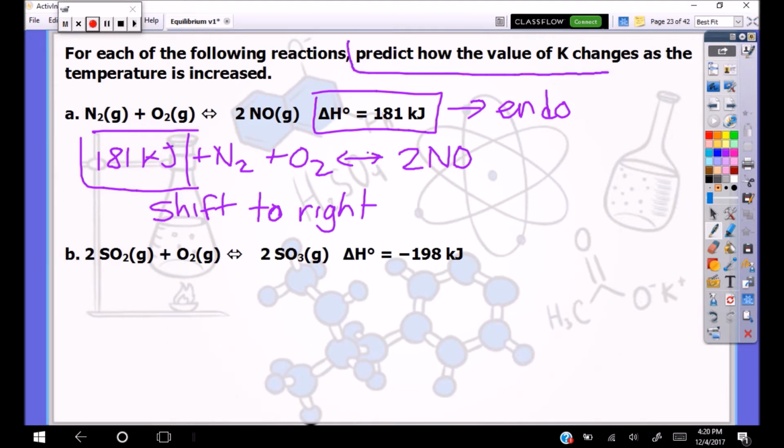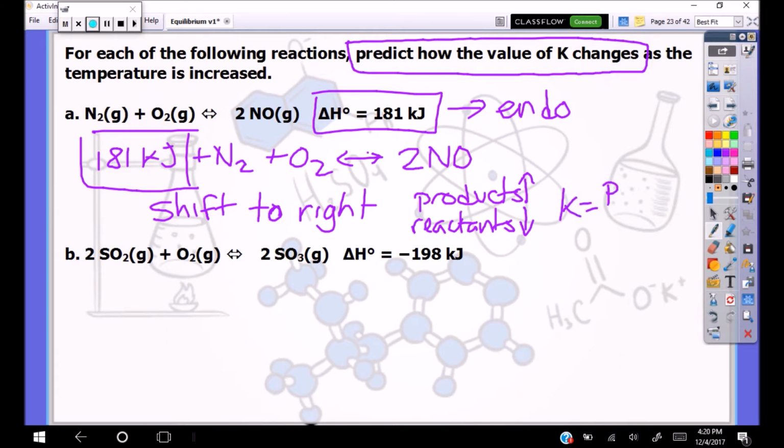This says predict how the value of K changes. Well, if I'm shifting to the right, is K going to increase or decrease? K is going to increase. If I'm shifting to the right, products go up, reactants go down, and if I look at that, I know that K is equal to products over reactants. Mathematically, this makes sense. A smaller denominator means a larger K. So K increases in this scenario. Okay.